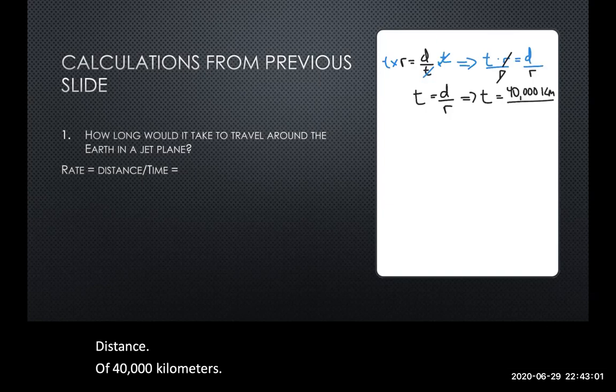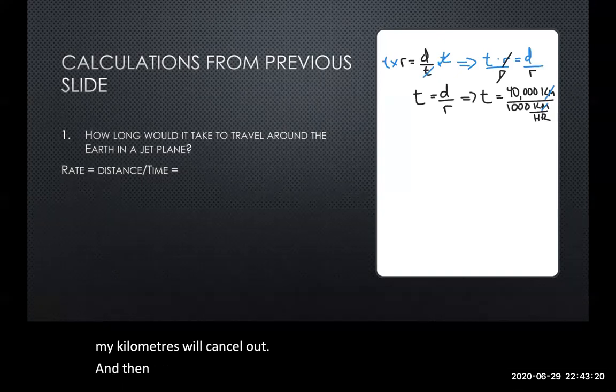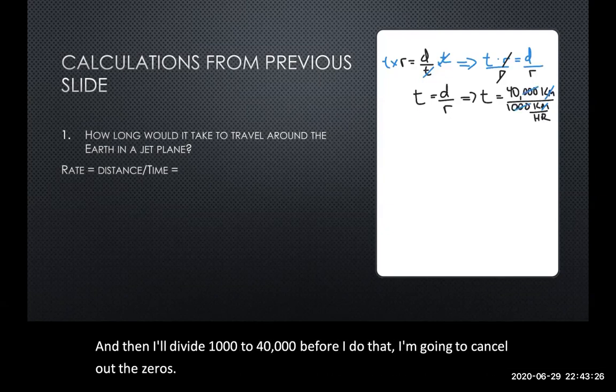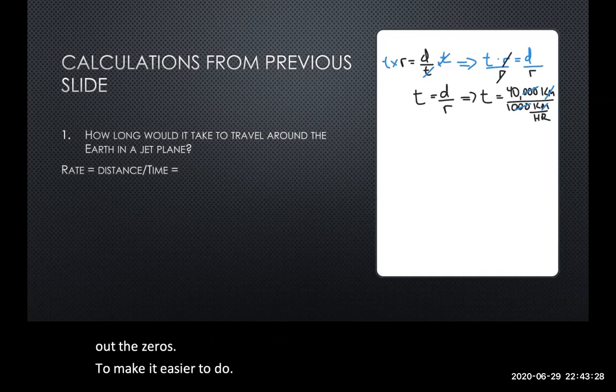And a rate of 1,000 kilometers per hour. My kilometers will cancel out, and then I'll divide 1,000 into 40,000. But before I do that, I'm going to cancel out the zeros to make it easier to do. Let's rewrite it down here.